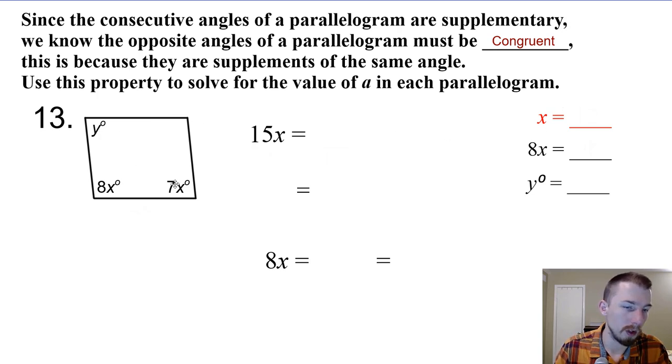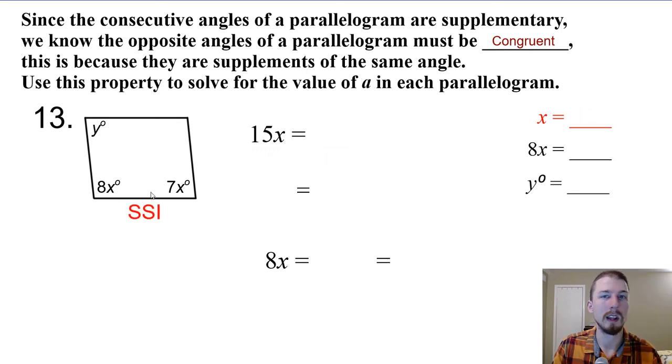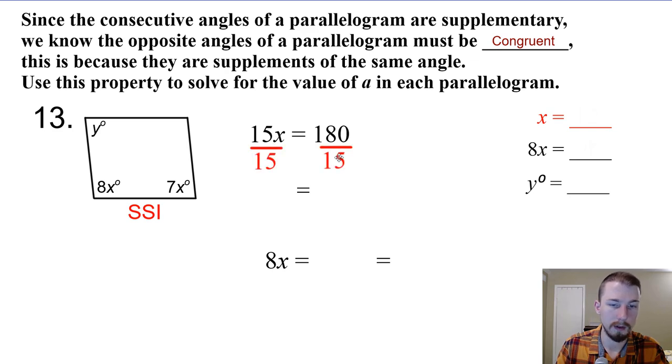So the opposite ones are going to be congruent. So y is going to be the same as 7x, but we can't solve for two variables at the same time. So instead, I'm going to use what I know about these two angles, which is that they're same side interior, which means they add up to 180. So I'm going to add them together. 7x plus 8x is 15x, which is going to be equal to 180. Then to solve for x, I divide both sides by 15, leaving me with x is equal to 12. So that's my first answer.